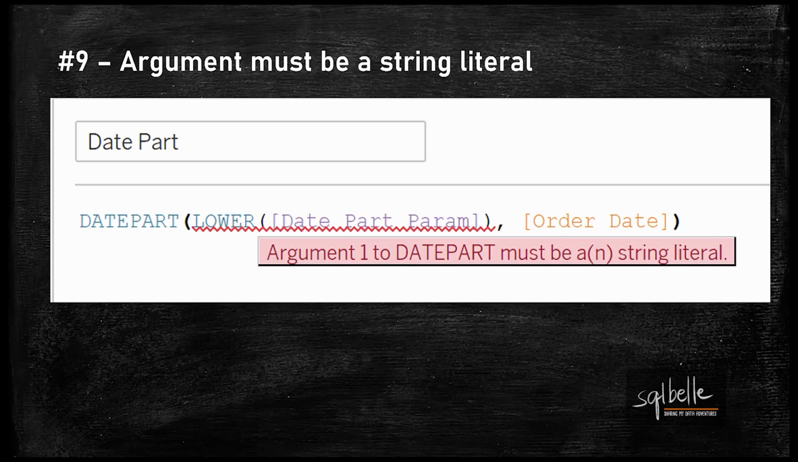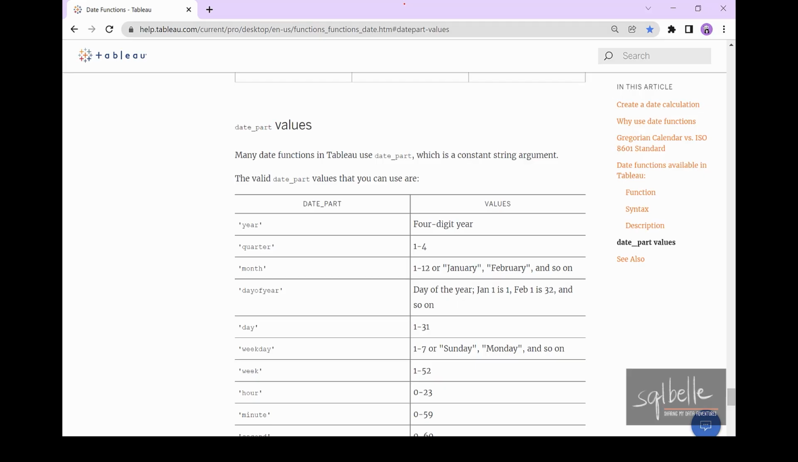This next one, I have encountered it when I was trying to use parameter values as arguments to some of the date functions. When I tried to convert the parameter value into lowercase and passed that as an argument, this is the error that I got. Argument 1 to the datepart function must be a string literal. It means we can't simply pass any kind of string. It has to be a string or constant literal. And that is what the documentation says. The date part values, or the arguments that we're passing, they have to be constant strings, not just simply any string, but a constant string.